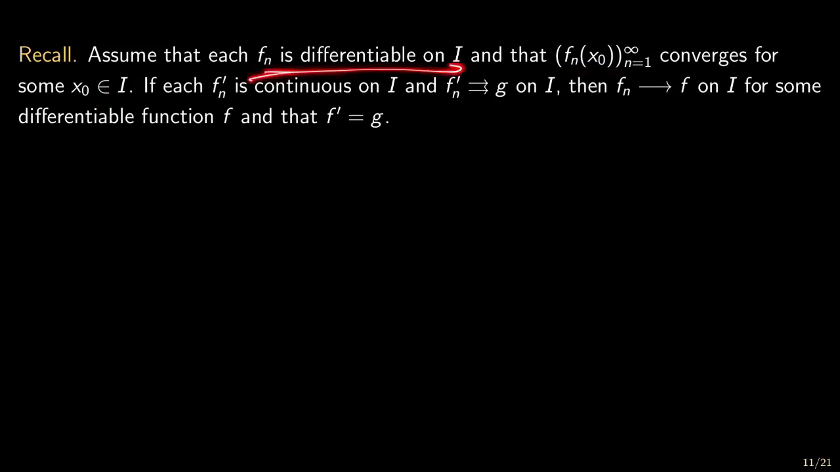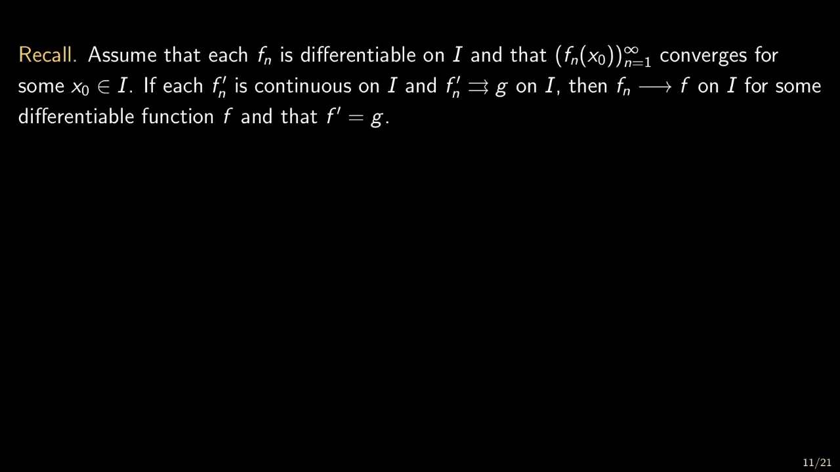Now, because each f sub n is differentiable, each one has a derivative. If each derivative is continuous on I, and the sequence of derivatives converges uniformly to some function on I, then we can say that f sub n does not converge at a certain point only. We can guarantee that f sub n actually converges pointwise to some function f on I.